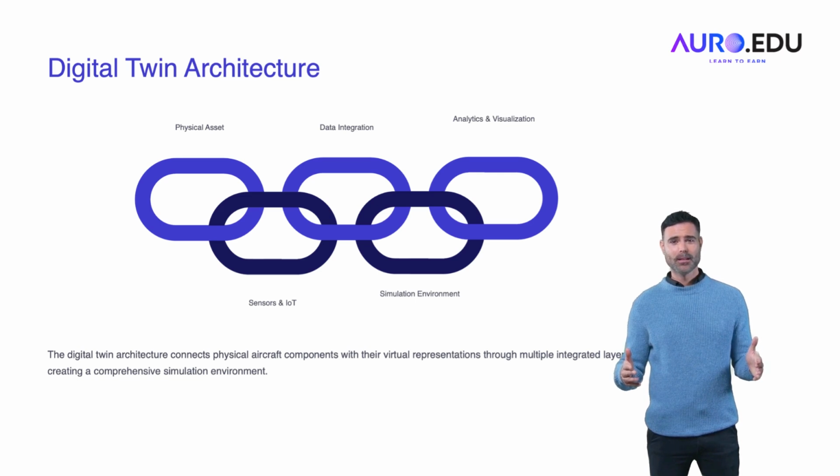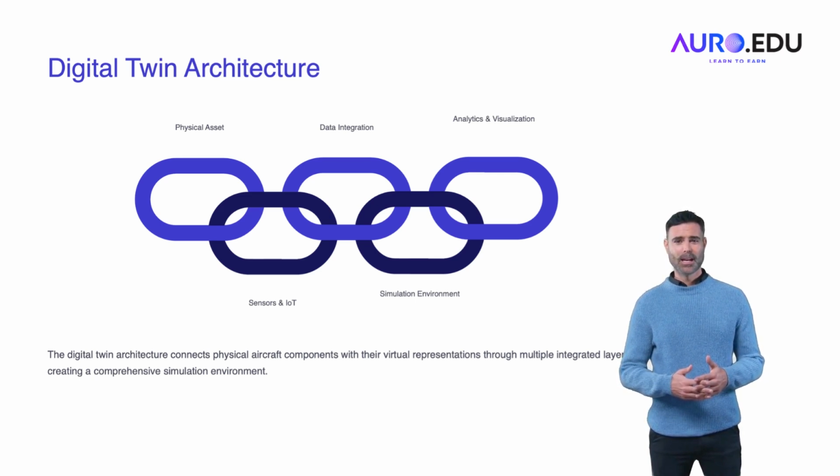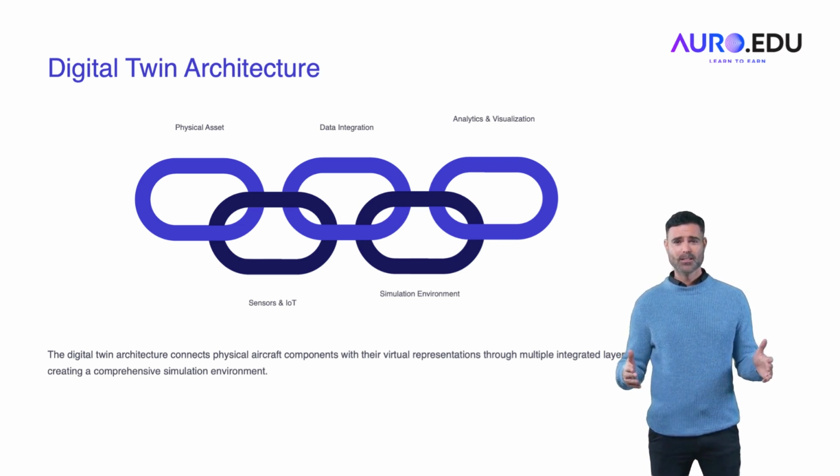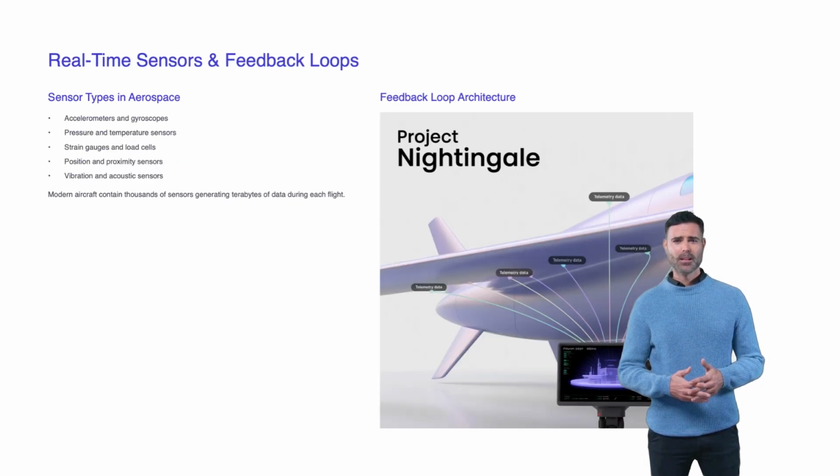Simulation models. These are the mathematical models representing aerodynamics, structures, thermal, and propulsion systems, and other key engineering disciplines. Digital thread. A continuous data flow connects all elements: design, manufacturing data, operational history, and maintenance records, allowing seamless updates to the digital twin. This architecture ensures that the digital twin evolves over time, improving its accuracy with every real-world data update, creating a complete simulation environment.